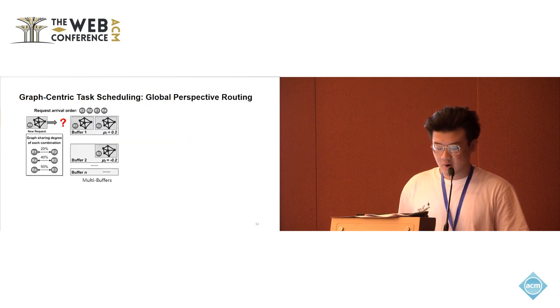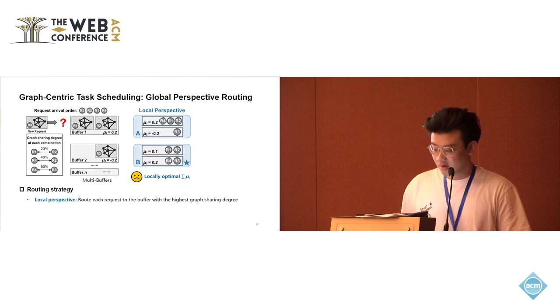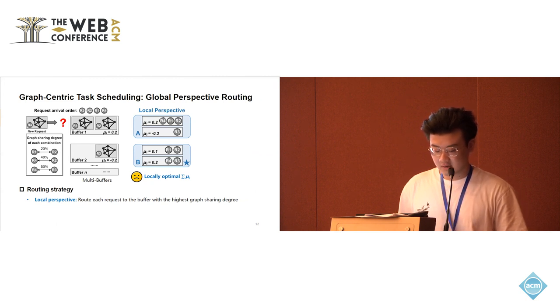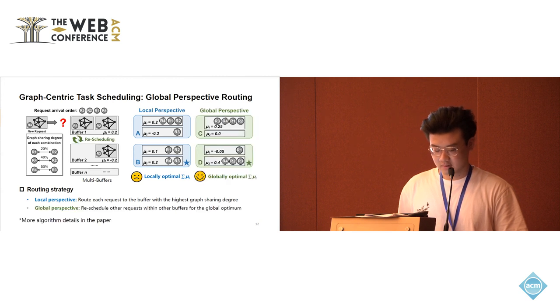Next, we summarize the routing rules. When request 4 arrives, it overlaps with request 2 and request 3. A simple way is to route request 4 to the buffer with the highest graph sharing degree, which is buffer 2. However, due to overlooking the graph sharing chance with other requests, this method can cause performance gains to converge towards local rather than global optimal.